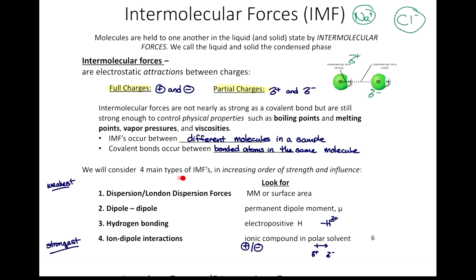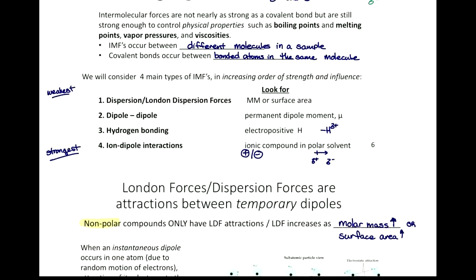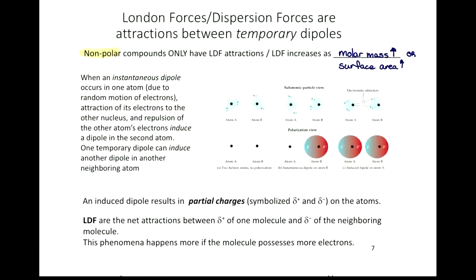And we'll consider 4 main types of intermolecular forces. There's 4 of them here. The first one, London dispersion forces, is the weakest. Ion-dipole interactions are the strongest. And then I have here what to look for. We'll go into detail with all of them. So with intermolecular forces, attractions, be on the lookout: where are the partial charges coming from? Oftentimes the name of the intermolecular force tells you what kind of attraction is happening or what kind of charges are involved. So let's talk about the first one, London dispersion forces.